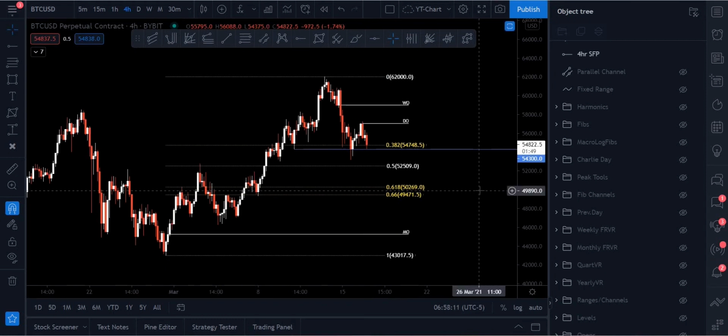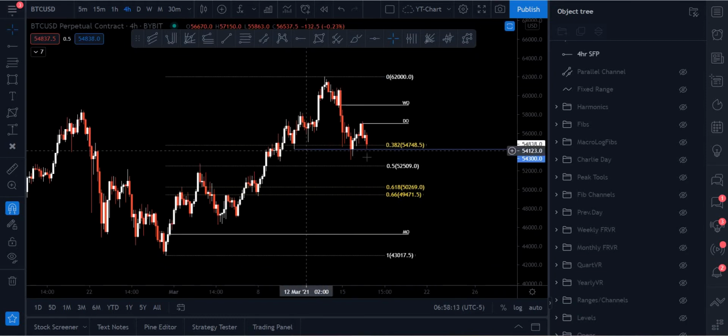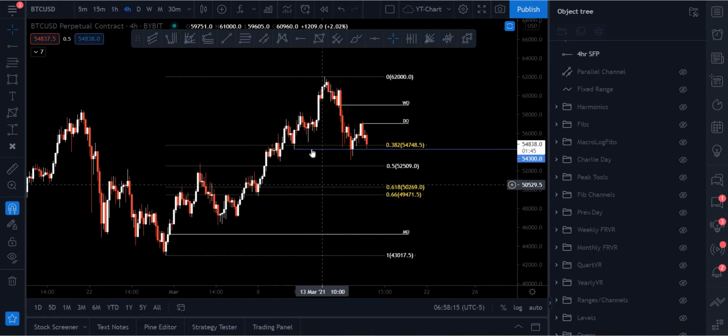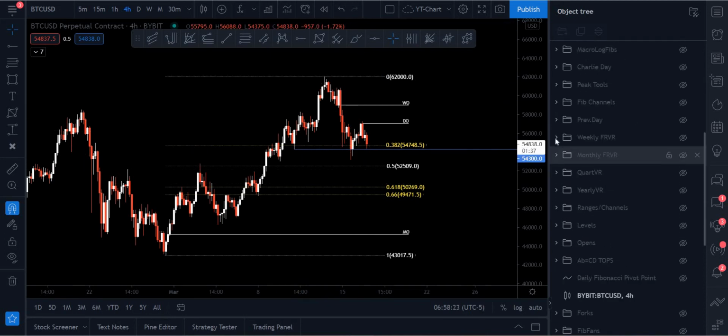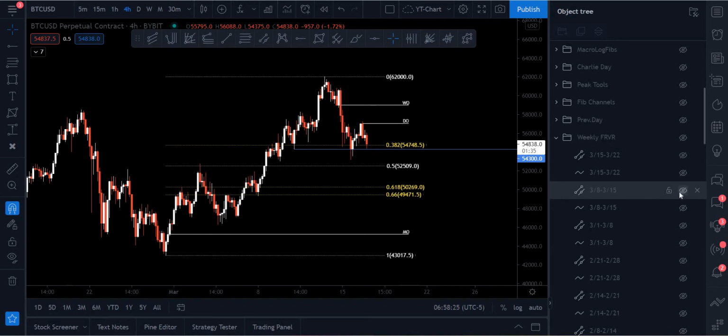So right off the bat here, you notice we're on the 4 hour. This is our swing failure pattern right here at 54,300. You can see we held these lows here and we've come back and now back tested them. Now, when we made this dump at the weekly open, there were several things that you could have lined up and taken the trade on.